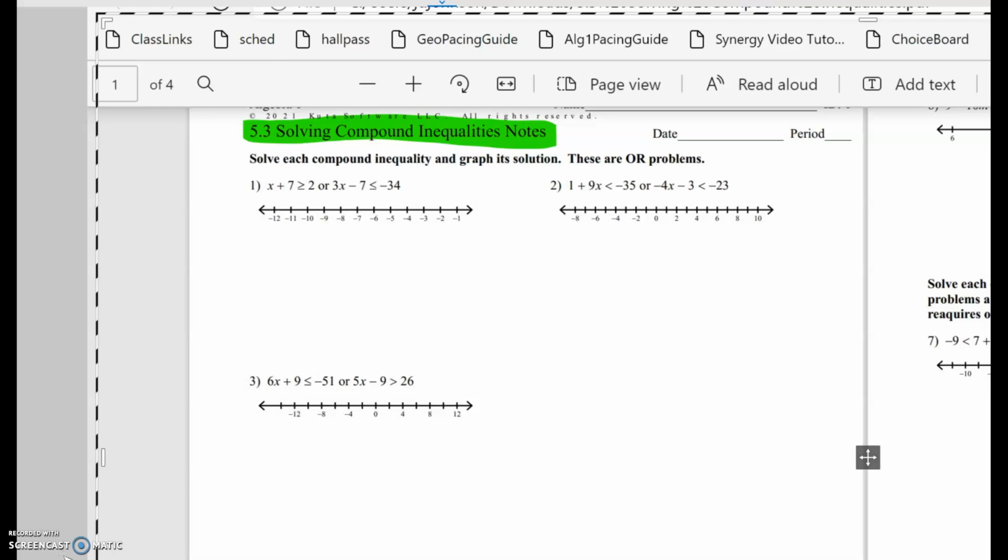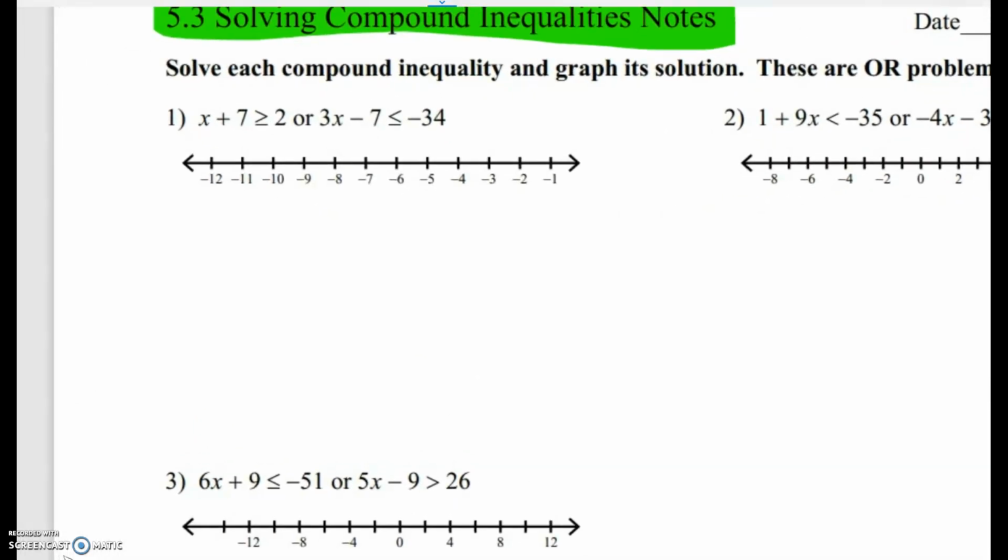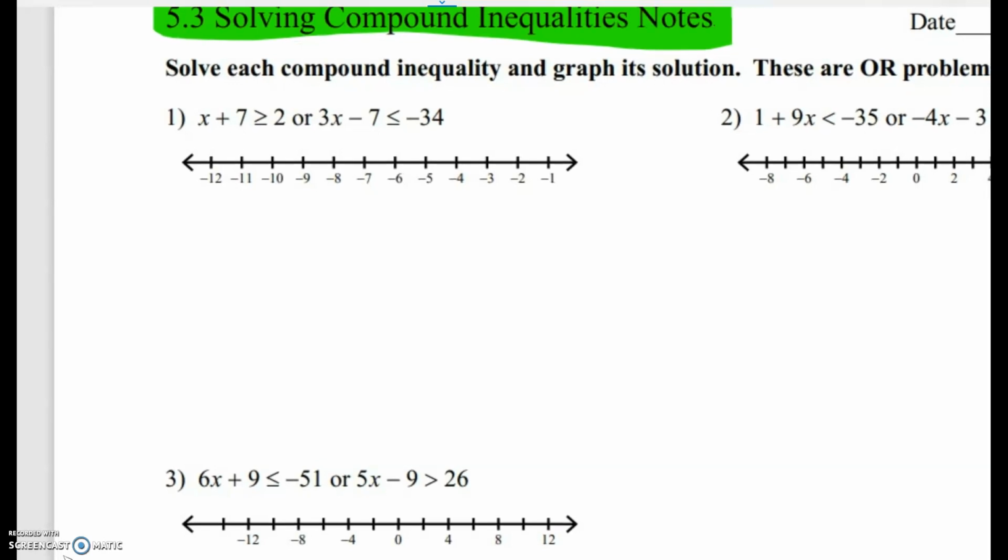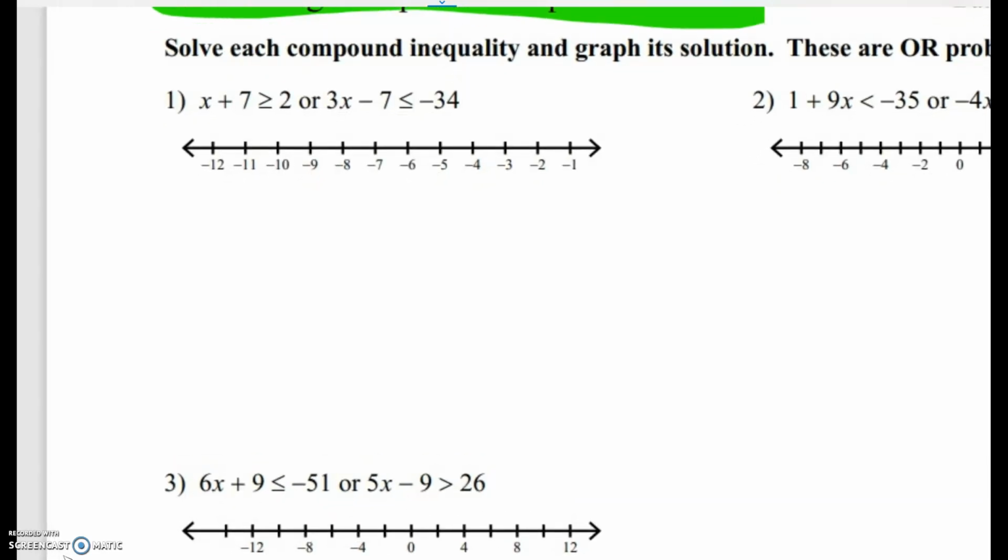The approach that I like to take is just to solve the two inequalities separately when they're set up this way. And then we'll talk about what it looks like to be a compound "or" inequality after we find our solution. So I'm going to start with the first inequality, x plus 7 is greater than or equal to 2. I'm just going to solve that one. I'll write this one down in red.